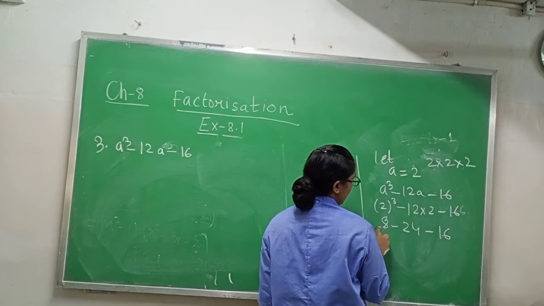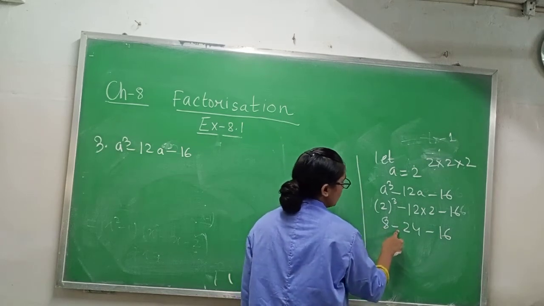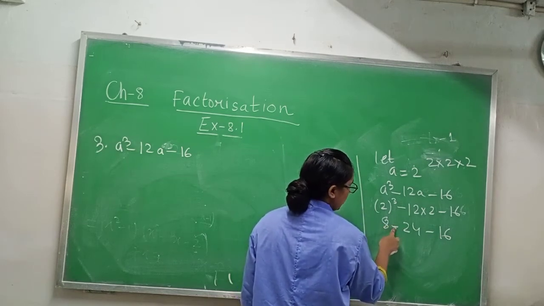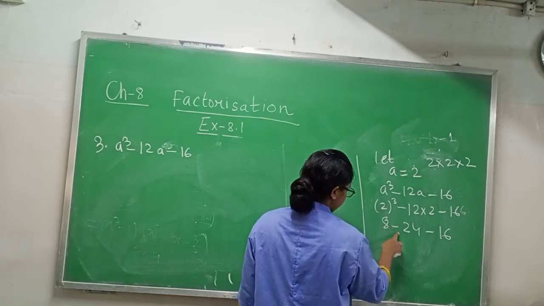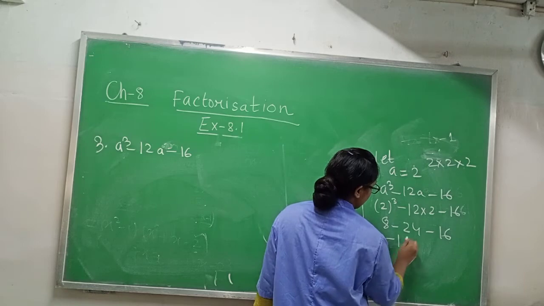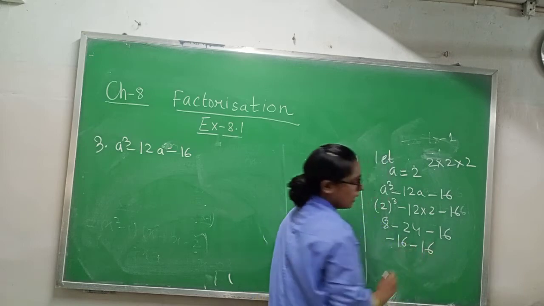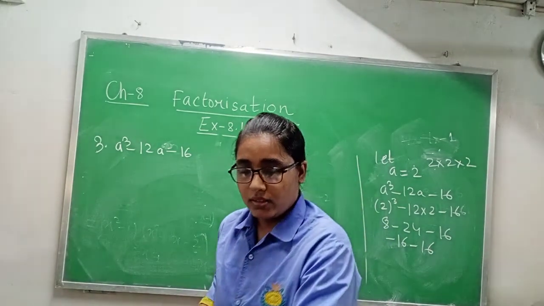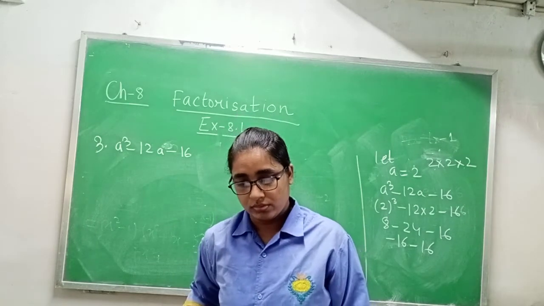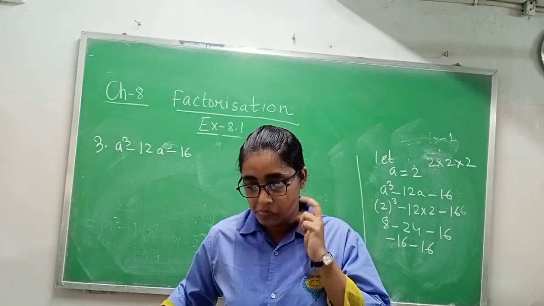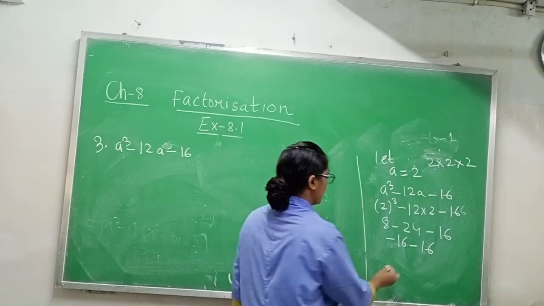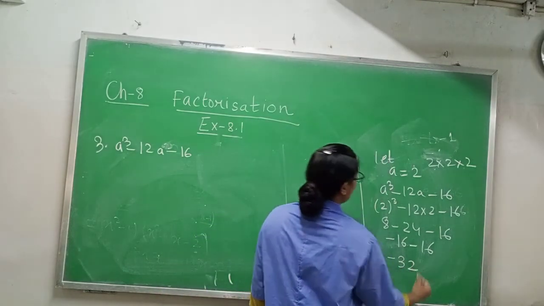Now do this one, plus 8 minus 24. How much will you get? Plus minus minus. You will get minus 16, then again minus 16. You are not getting 0 in this one also. You are getting minus 32.